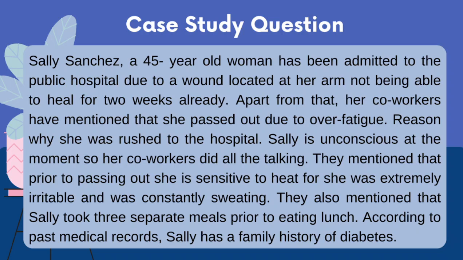They mentioned that prior to passing out, she was sensitive to heat, extremely irritable, and constantly sweating. They also mentioned that Sally took 3 separate meals prior to eating lunch. According to past medical records, Sally has a family history of diabetes.